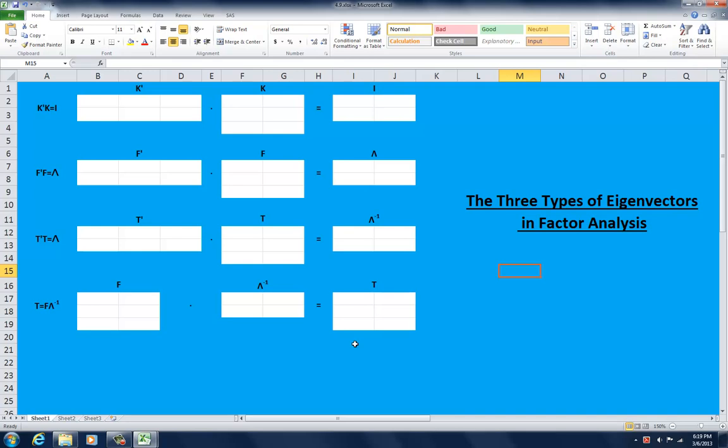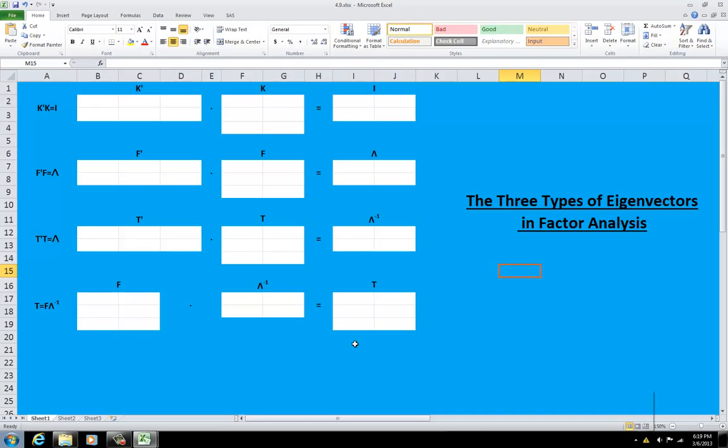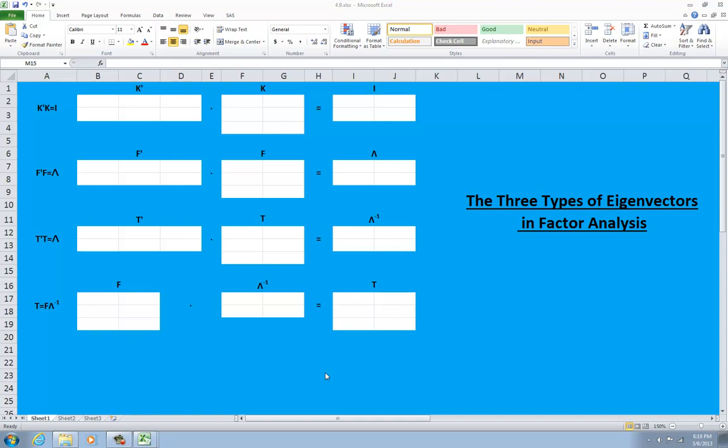This video is going to be about the three types of eigenvectors in factor analysis. It is helpful in understanding factor analysis to identify the three types of eigenvectors that play a part in the factor analysis formulas. The first is the K matrix, or actually vector K1 and vector K2 joined to create a K matrix.